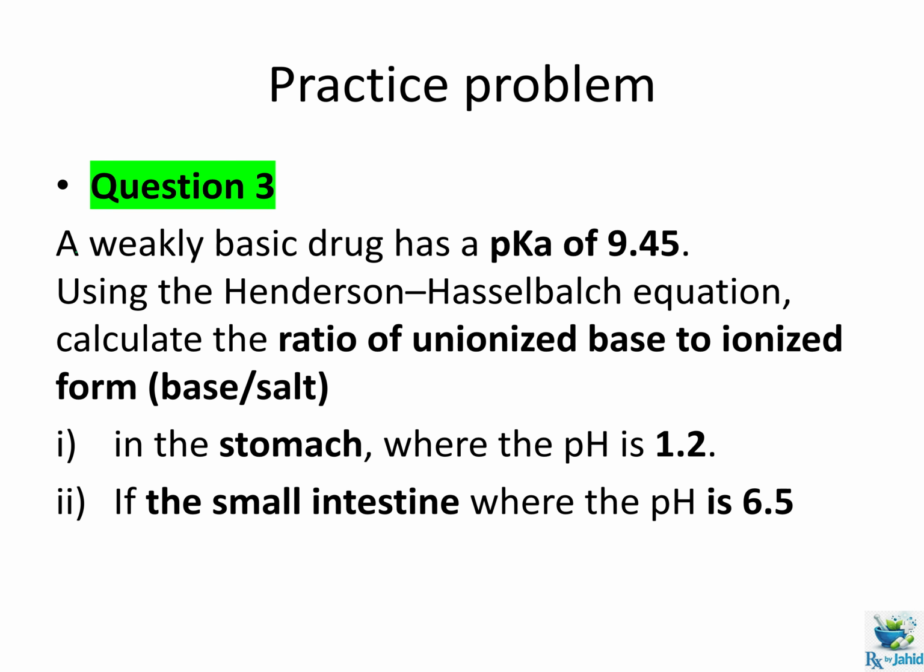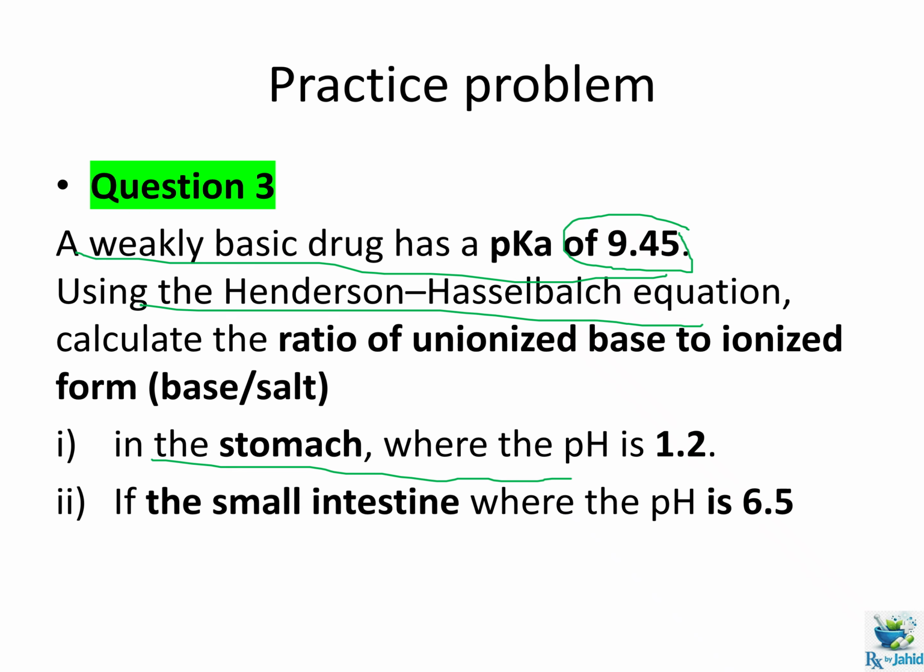So we have another practice problem for a weakly basic drug that has a pK of 9.45. And this is the pK of propranolol. Anyway, so in the stomach, what would ultimately happen? And in the small intestine, what would happen?